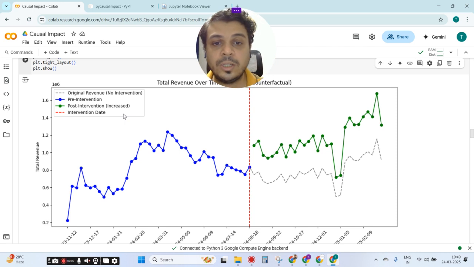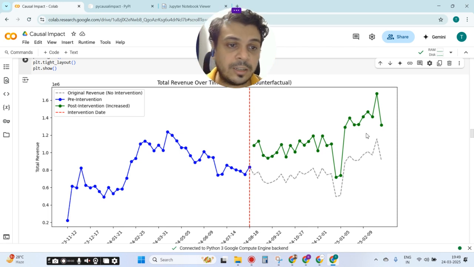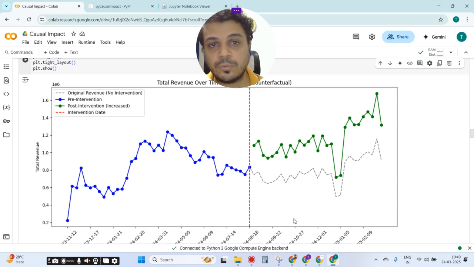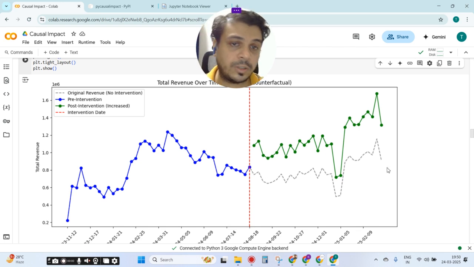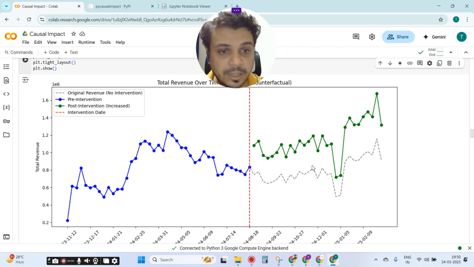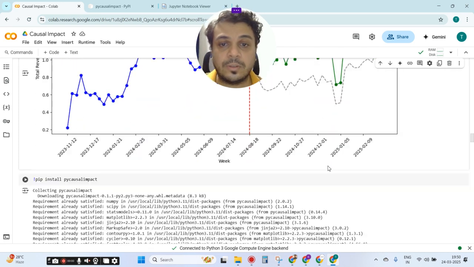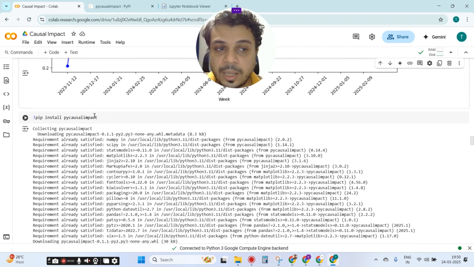So in a real life situation, it will simply be the blue, and then you will have the green section. This dotted section won't be there, but this is something the model will learn: that if this intervention at this point would not have occurred, then it would have gone along the dotted line path. That's the counterfactual, and then it's going to calculate this difference, which is going to be the causal impact.